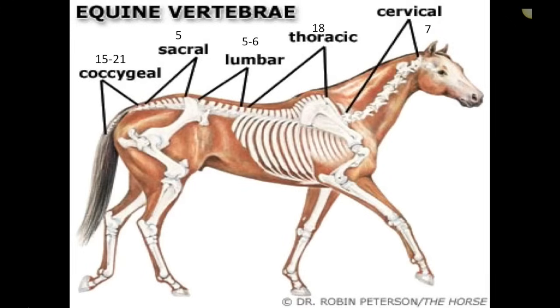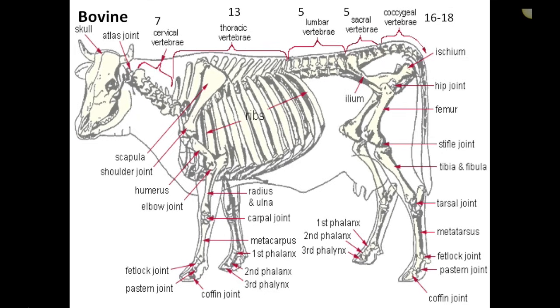All right, and then here's looking at the equine vertebrae. So again, cervical, they have 7, thoracic, they have 18, lumbar, 5 to 6, depending on the breed, sacral, they have 5, and then they have 15 to 21 coccygeal. And then likewise with the bovine as well.